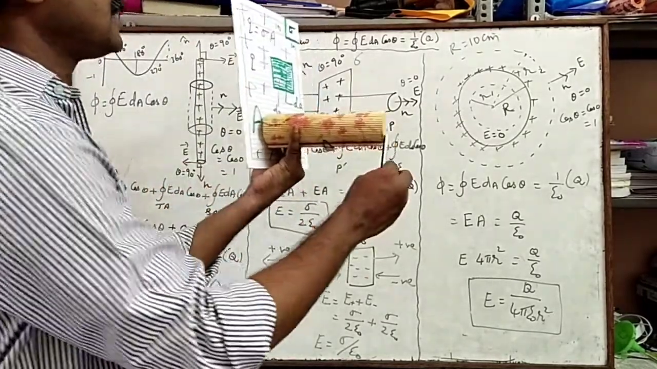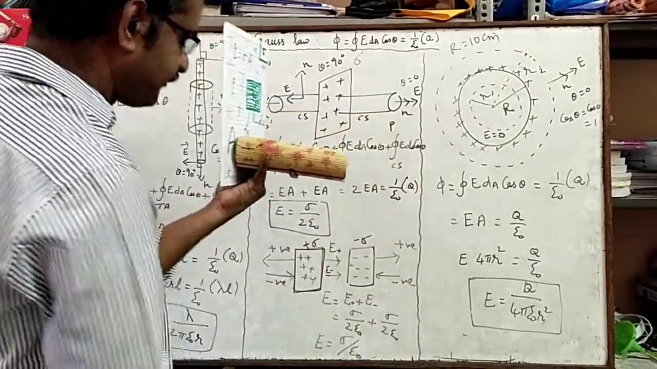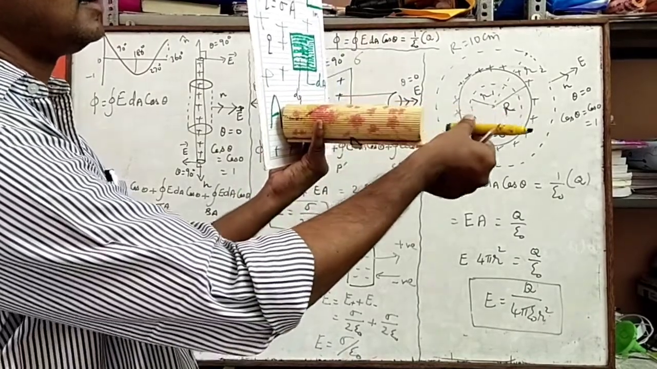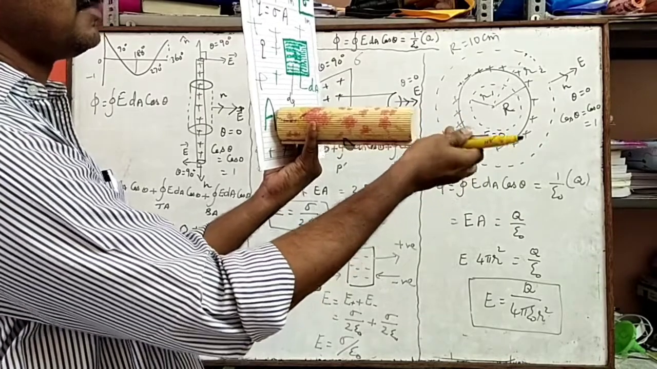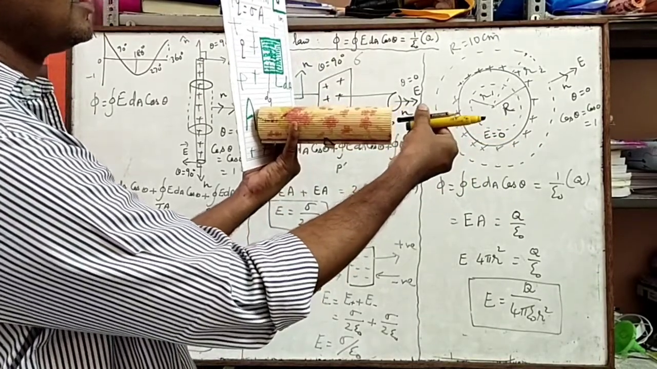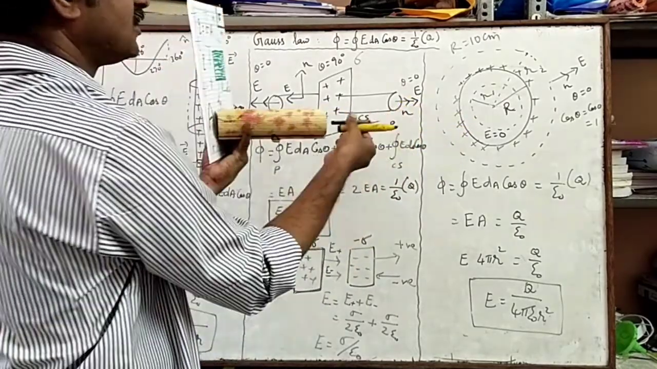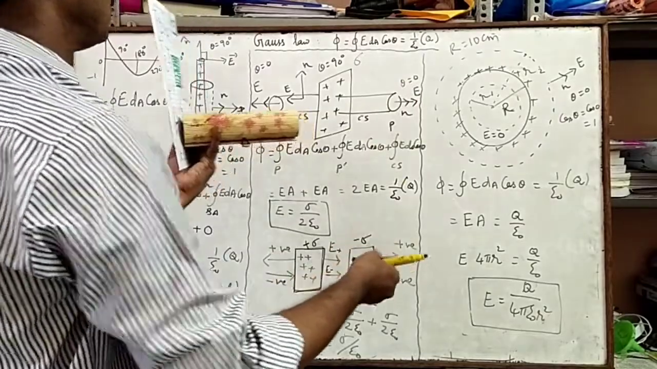So if you consider this as the point P here, at this point the electric field is acting along this direction. The normal to the surface is also acting in the same direction. Therefore, theta is equal to 0. At this point both are acting in the same direction, therefore theta is equal to 0. Cos 0 is 1.